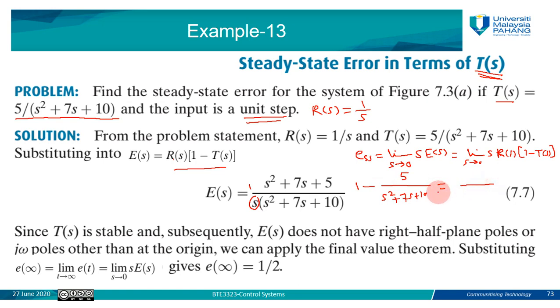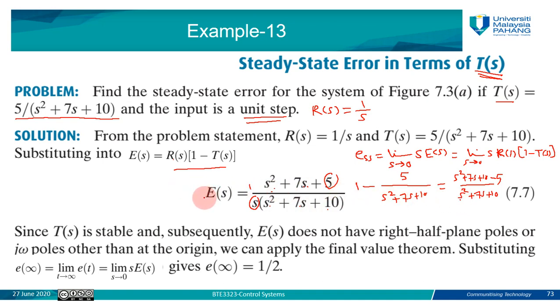It will be s square plus 7s plus 10, minus 5, over s square plus 7s plus 10. So for that you have 10 minus 5, which gives you 5, and s square plus 7s stays the same. The denominator is still the same, s square plus 7s plus 10. Okay, so this is the value of ES.